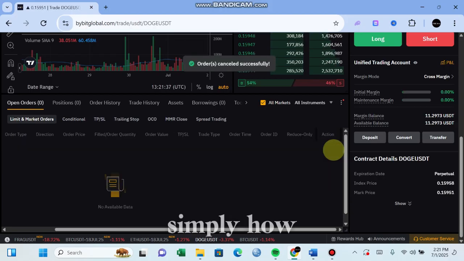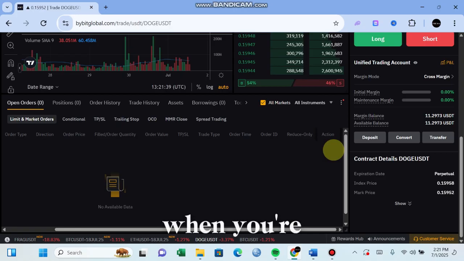So guys, this is simply how you can actually trade cryptocurrency.